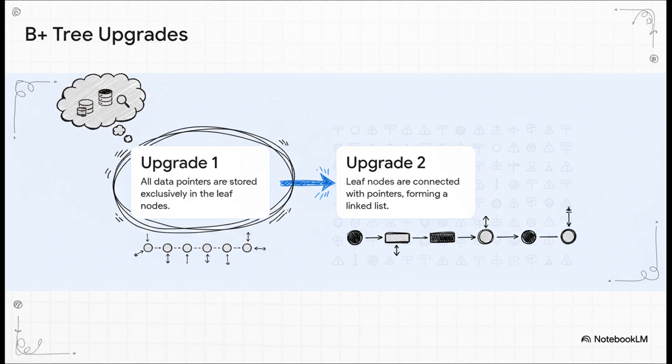Okay, so there are 2 main upgrades. First, in a B+ tree, only the leaf nodes, the nodes at the very bottom level of the tree, actually hold pointers to the data. All the other nodes above them are just for navigation, like a big roadmap. And second, all of those leaf nodes are connected to each other side by side in a linked list. Now that second point, that is a true game changer.